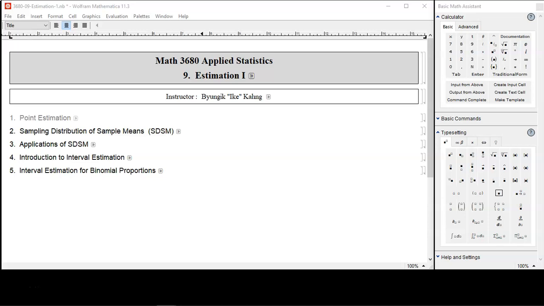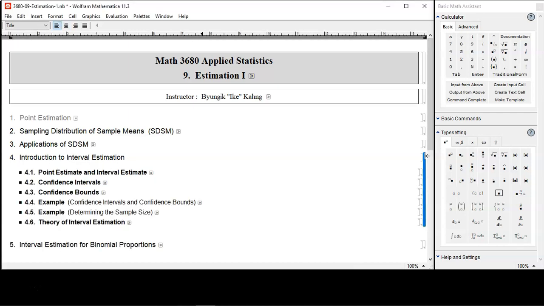Hello students, welcome back. We still have one more topic to go in section 4. It's an optional topic because it's rather advanced, but here it is anyway. It's the very last subsection here, theory of interval estimation.